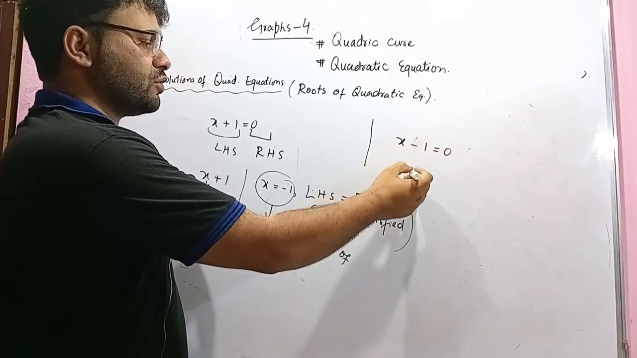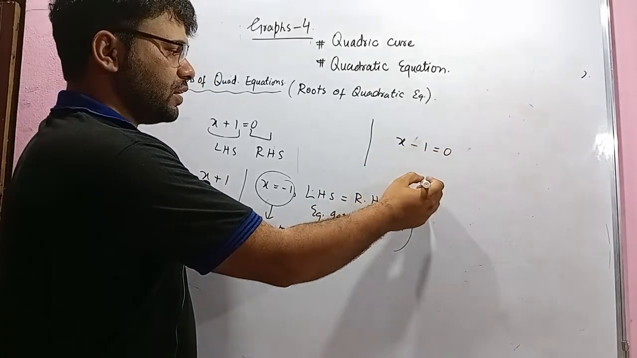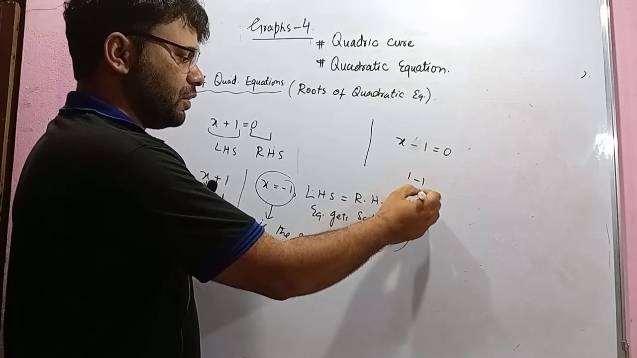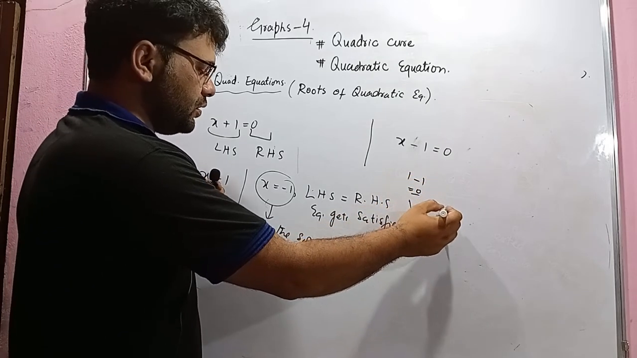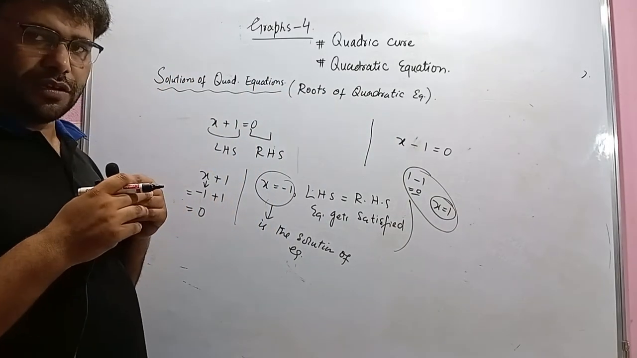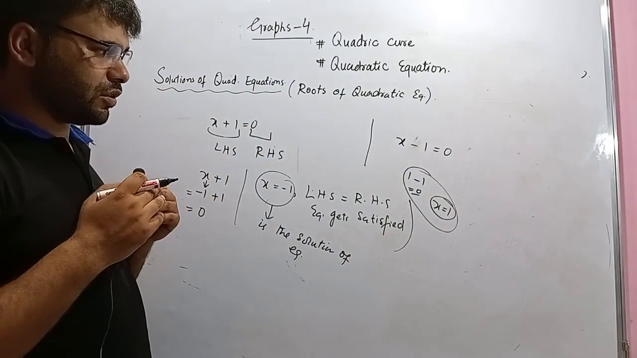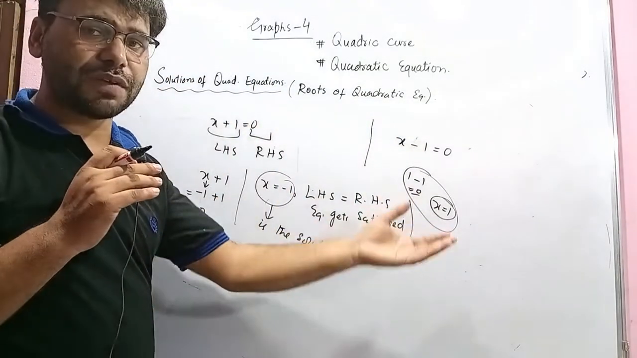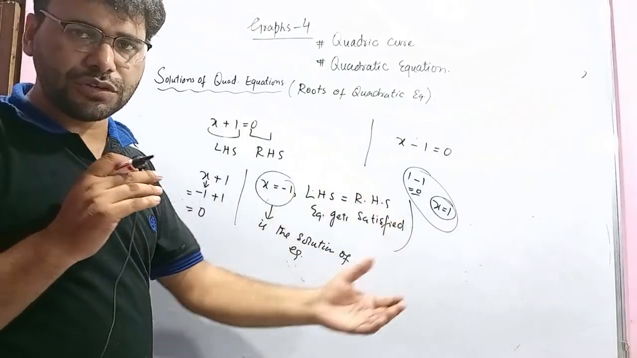If I put x is equal to 1, plus 1 minus 1, it becomes equal to 0. So I can say x is equal to 1 is the solution of this equation. You got that? What is actually the solution? It is the value of the variable that satisfies the equation. That's called the solution of the equation.